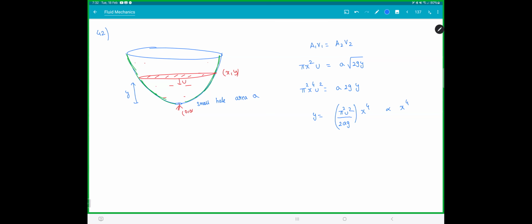Makes sense. So when the bowl is x power 4, this is not a parabola. Very good. How did we know the area is pi x square? If this is the origin, this is x comma y. In a small time dt, this would be the element which is leaking out, whose radius is x and thickness is dy. Sir, how do we know it's a circle?